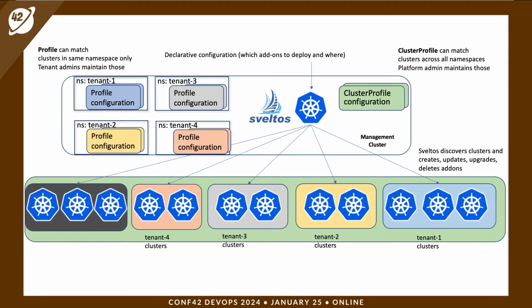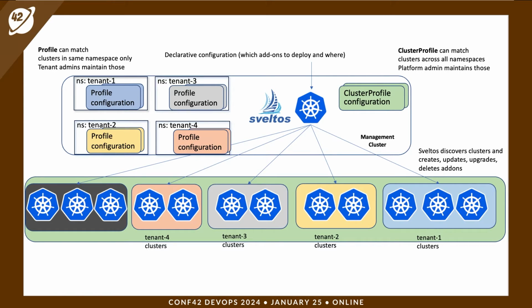And Sveltos has another CRD, which is called Profile. The Profile is exactly the same as a cluster profile. It has a cluster selector, where you can select clusters where to deploy the add-ons and applications. And then it has a Helm charts section, a kustomization refs section, and a policy refs section. The only difference between a cluster profile and a profile is that a cluster profile is cluster-wide, so it can manage any cluster in any namespace. A profile is a namespaced resource, so it can only match clusters which are in the same namespace where the profile is defined.